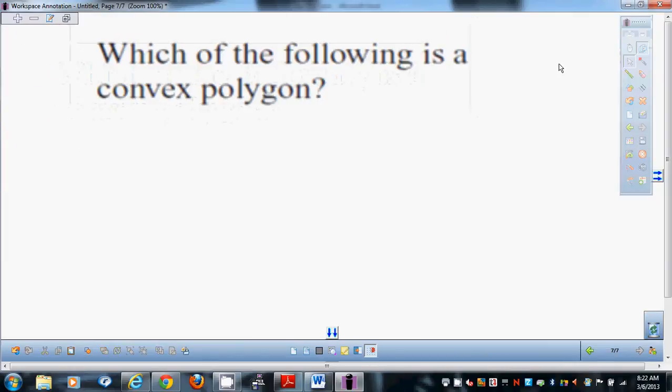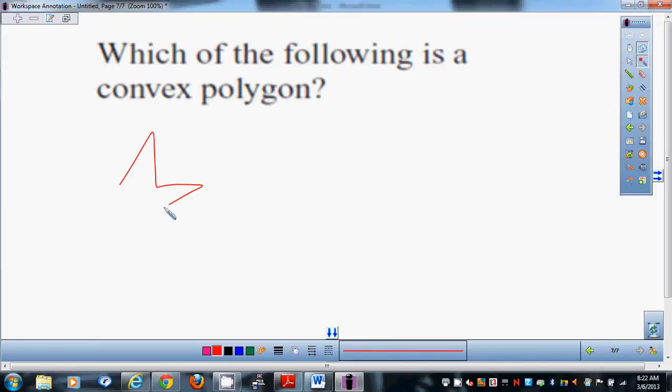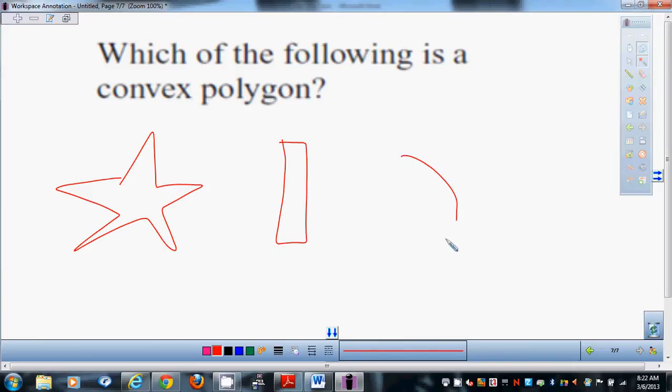Unpause. Next question. Which of the following is a convex polygon? Trip, what's that problem going to look like? That's very good. It's going to show a bunch of polygons. It might show a star. I'm not very good at drawing, so whatever. It might show a rectangle, a circle, and an arrow of sorts. Now, which one of these is convex? Who even remembers what that means?